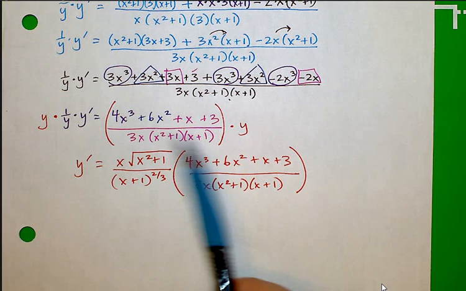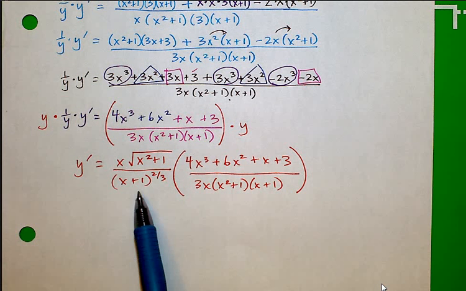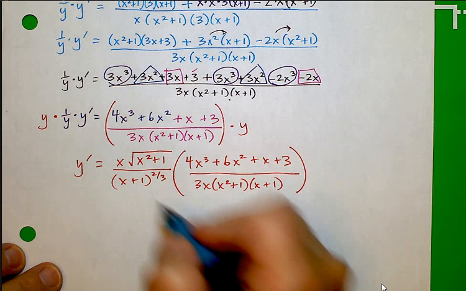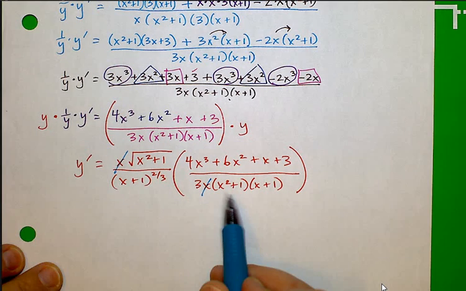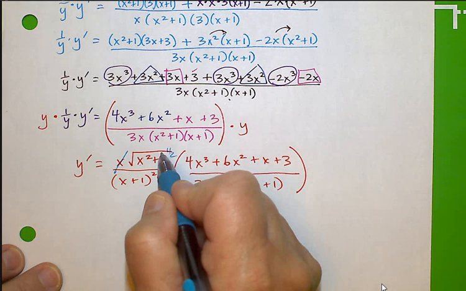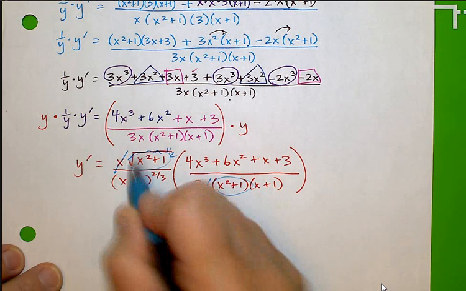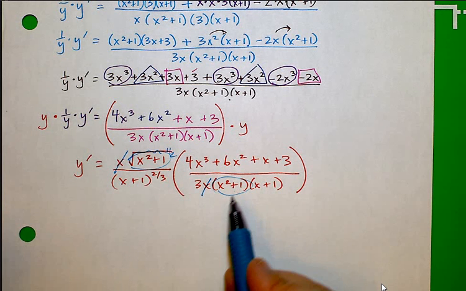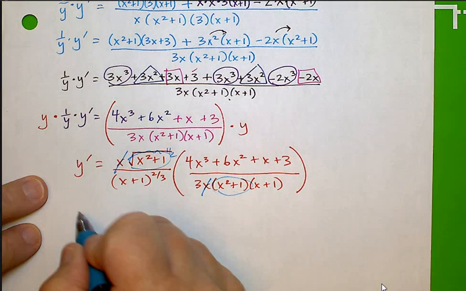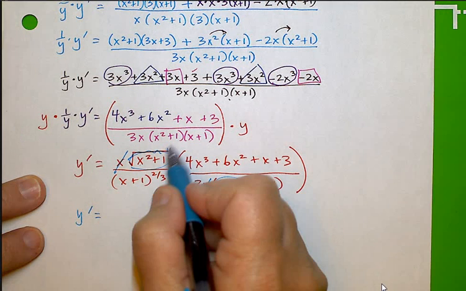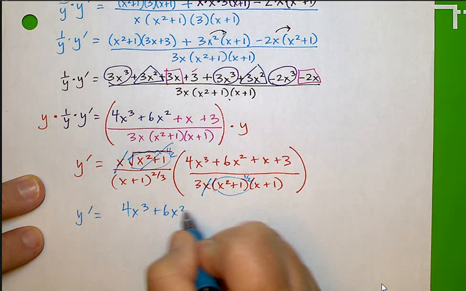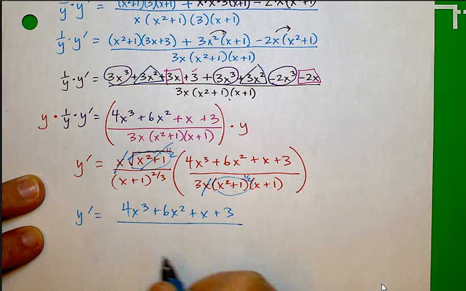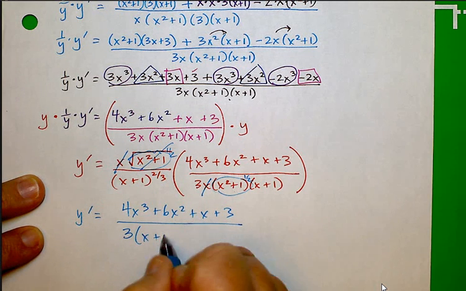Now I'm going to cancel or simplify. The x's simplify. Actually, this x squared plus 1 is to the 1/2 power, right? These two things I can combine, which would leave a 1/2 power in the denominator. So I'm going to end up with y prime. So that'll cancel, leaving a 1/2 power in the denominator. 4x cubed plus 6x squared plus x plus 3 all over 3 times x plus 1 to the 2/3 power, x squared plus 1 to the 1/2 power times x plus 1.